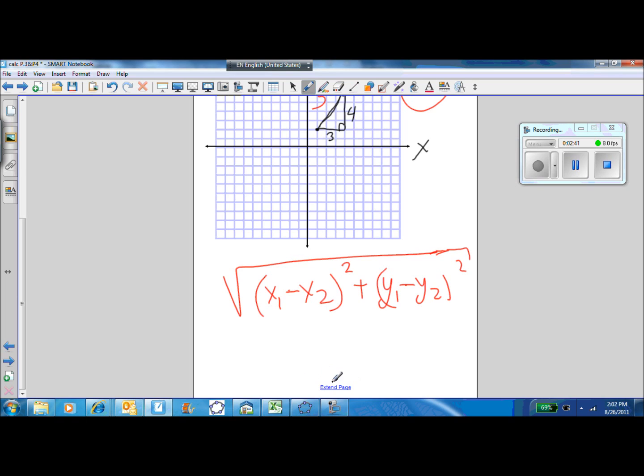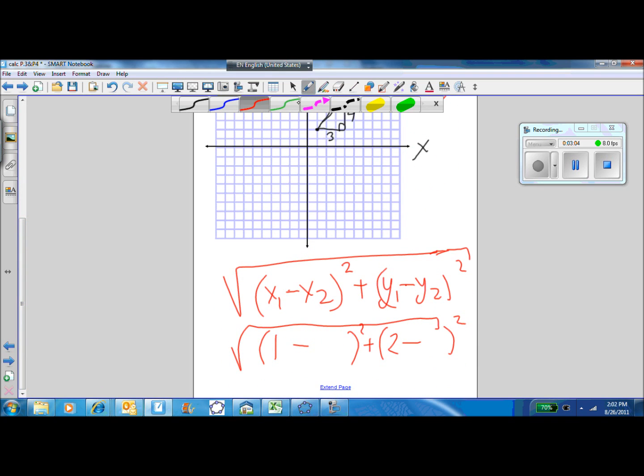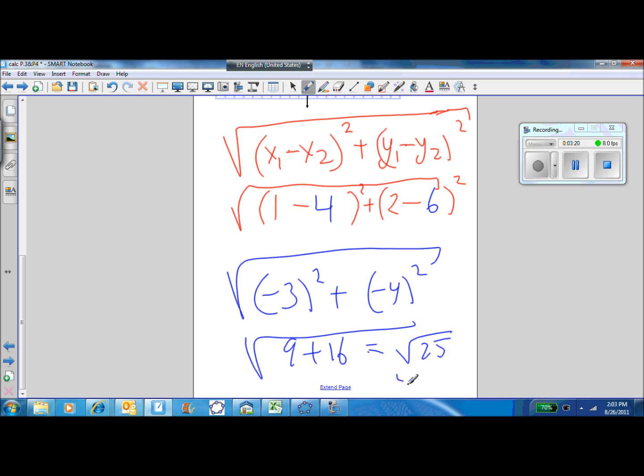Let's see if it works in the distance formula. We take the square root of, at our 2 points, 1, 2, so 1, and 2 was the first y coordinate, and now from the other point, which was 4, 6, we can see how this works. You get the square root of negative 3 squared plus negative 4 squared. Square root of 9 and 16, square root of 25, and sure enough you get 5. Okay, that's the distance formula. And you see how it really is an extension of the Pythagorean theorem.